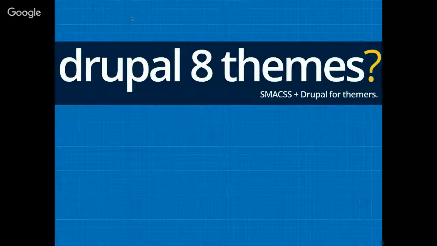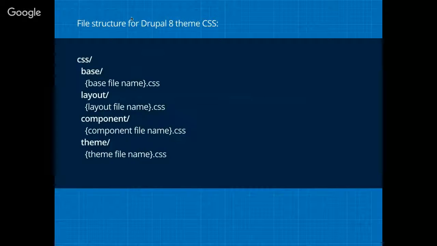So with Drupal 8, what's going on with Drupal 8 and SMACSS? So with Drupal 8, the recommendation here is to follow a very consistent theme structure for your CSS. So within your CSS folder for a theme, you've got a base folder, which inherits your base styling. And then, of course, you have your layout, which has your layout style. And you have your component folder, which has the styles there, and then your theme folder.